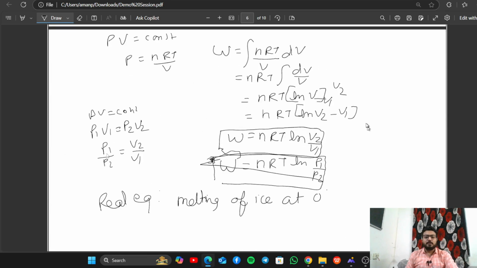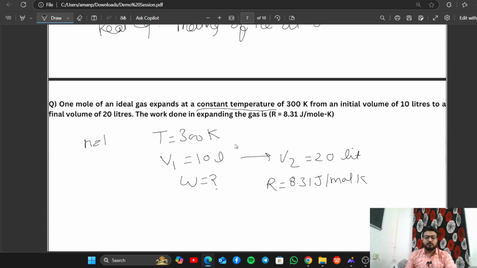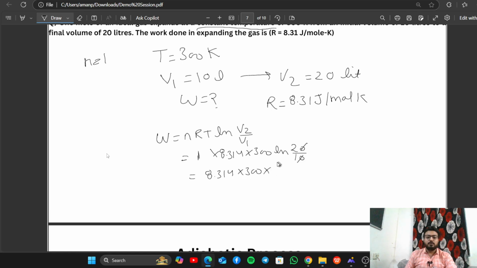From here we can say that the formula for work done is nRT ln V2 by V1. So we'll put in the values. W is equal to nRT ln V2 by V1, which is V final by V1. We put 1 into the value of R, gas constant 8.314, into temperature 300 Kelvin, into ln of 20 by 10. So it will be equal to 8.314 into 300 into ln 2, which is 0.693.